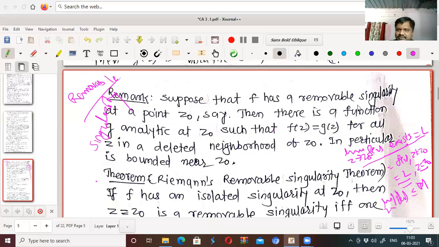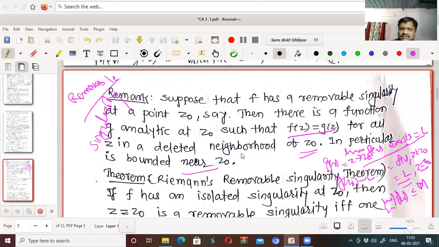Suppose that f has a removable singularity at a point z0, then there is a function g analytic at z0 such that f of z equal to g of z for all z in a deleted neighborhood of z0. For z not equal to z0, f of z equals g of z as we have defined it, and g of z0 equals whatever the limit is. In particular, it is bounded near z0.